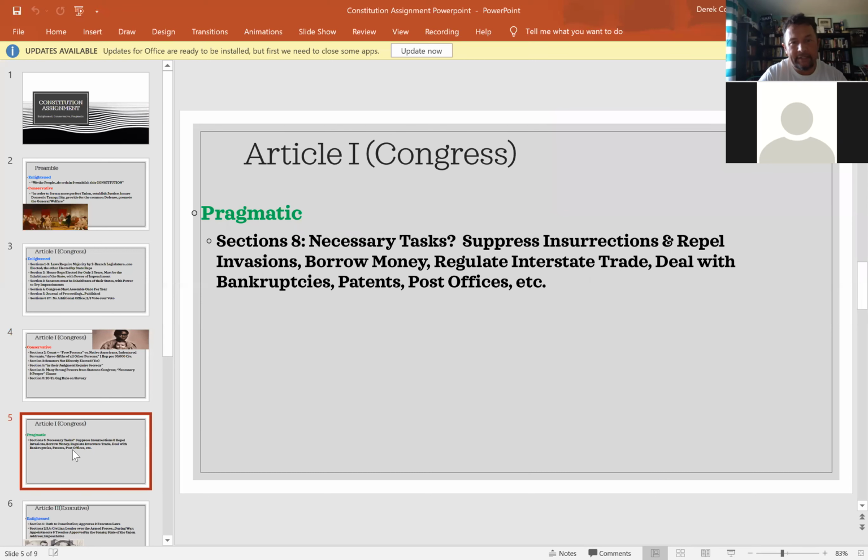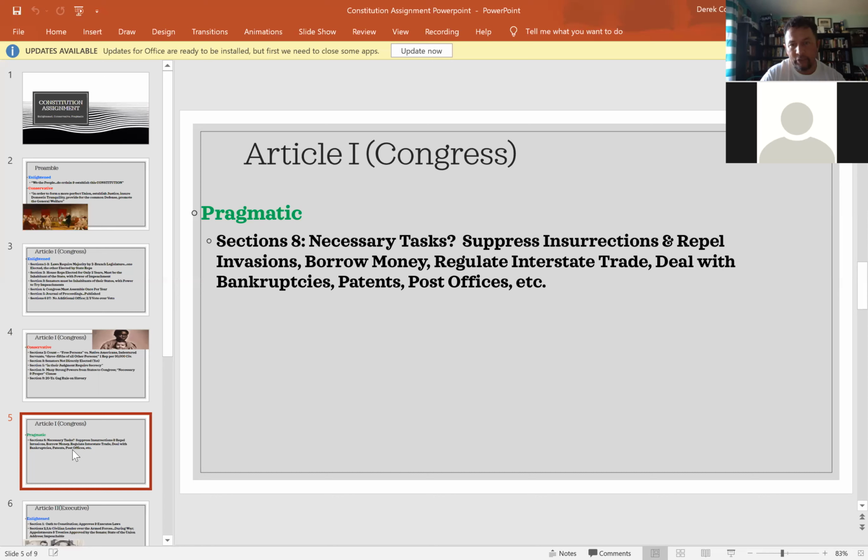And then pragmatic, Section 8, let's see here, necessary tasks: suppress insurrections, borrow money, regulate interstate trade, deal with bankruptcies and patents and post offices, etc. Notice what I had just said, that you can make the argument that Article 1, Section 8 is conservative because it's given a lot more specified powers to the federal government as opposed to the states being able to do all this. So in that sense, it's conservative.